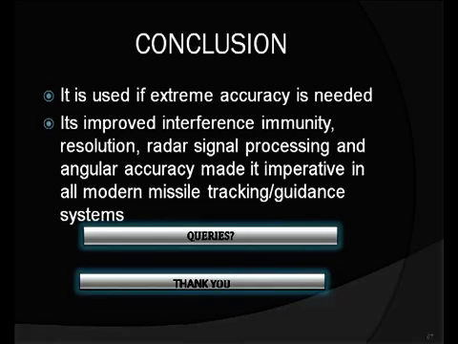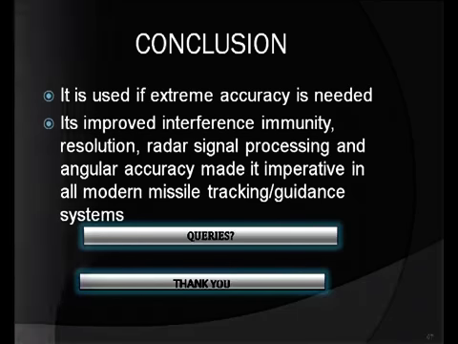A monopulse or a phased array radar is used if extreme accuracy is needed. Its improved interference immunity, resolution, radar signal processing and angle accuracy made it imperative in all modern tracking or guidance systems. The following are the answers for the questions on tracking radar.